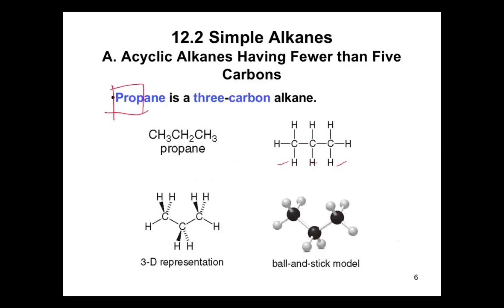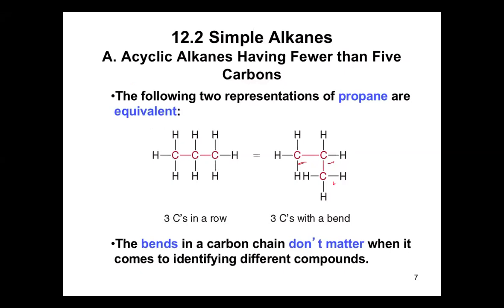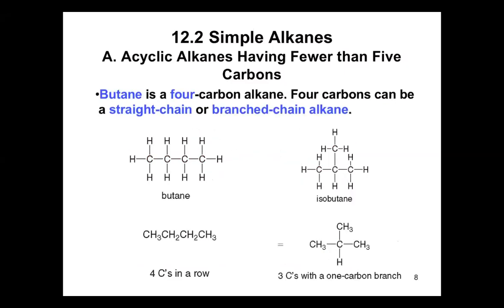Okay? So, always remember, kapag propane, 3 carbon alkane, and it can be represented as a straight chain or pwedeng bent chain. Okay? And then the bends in the carbon chain for propane will not matter when it comes to identifying different compounds. And then for the next one, we have butane. So yung butane, I know you're familiar with this one. Ito yung sa pinang-aapoy sa mga marshmallows sa mga social na restaurant. So yan yun. Okay? So yung butane is a 4 carbon alkane.